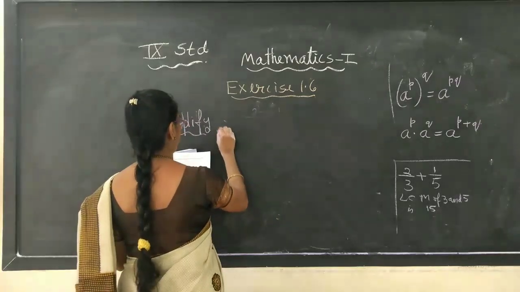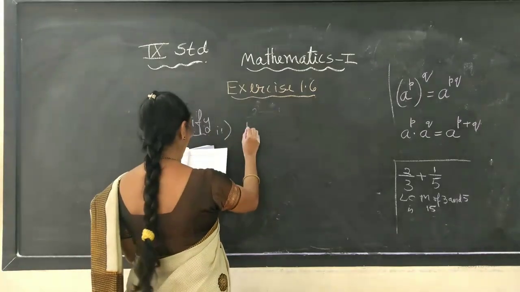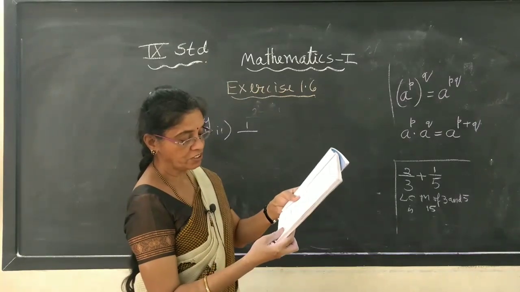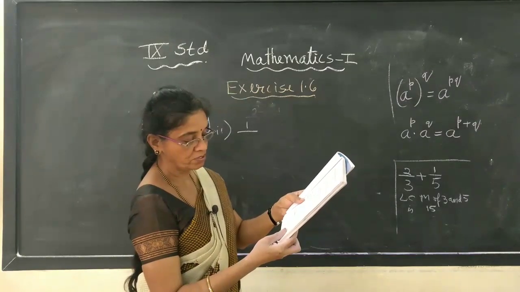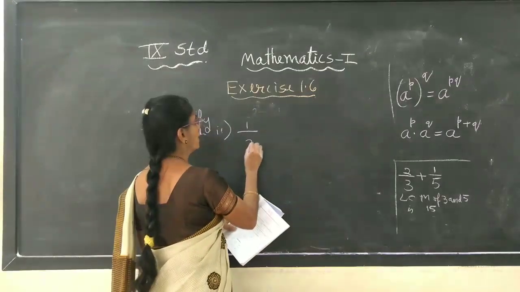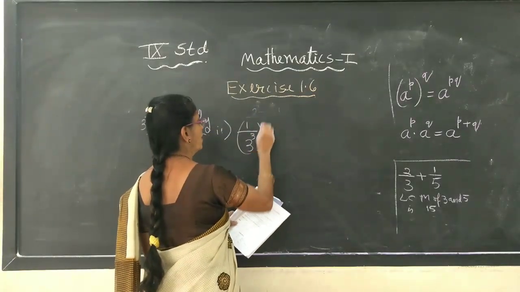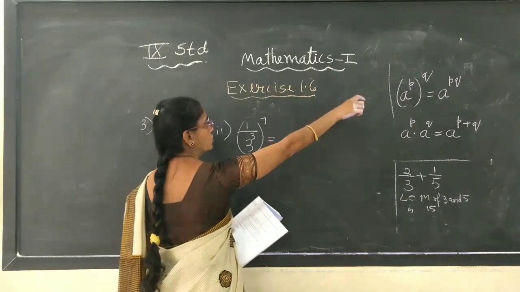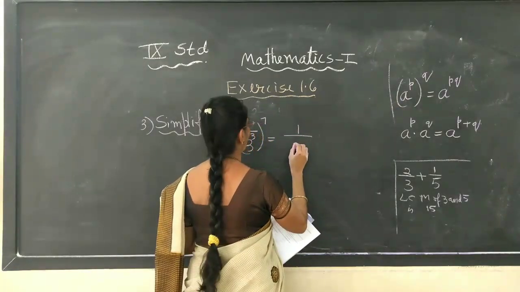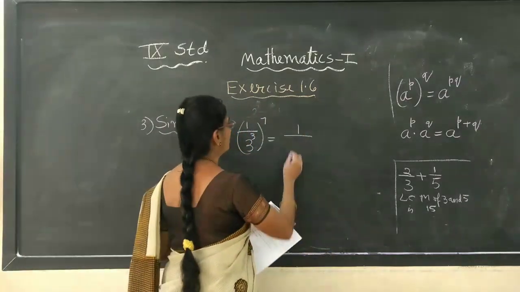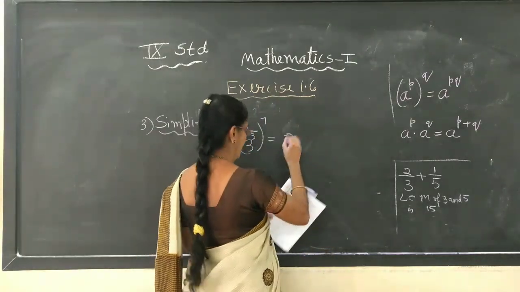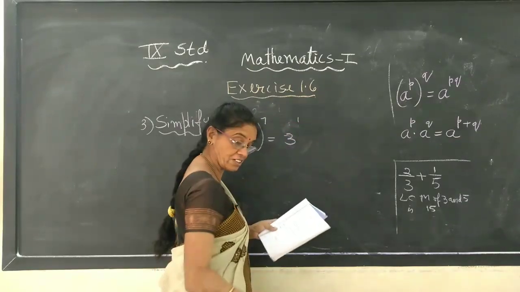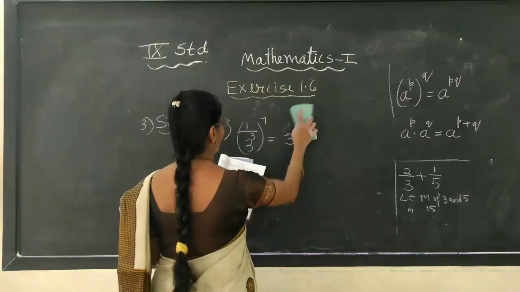Second one, 1 by 3 cube. 3 cube, I think I cannot see properly, whichever number is there, to the power of 7. So apply the first rule, this rule. It is 1 by 3, 1, sorry, I wrote wrong, right? Wait.